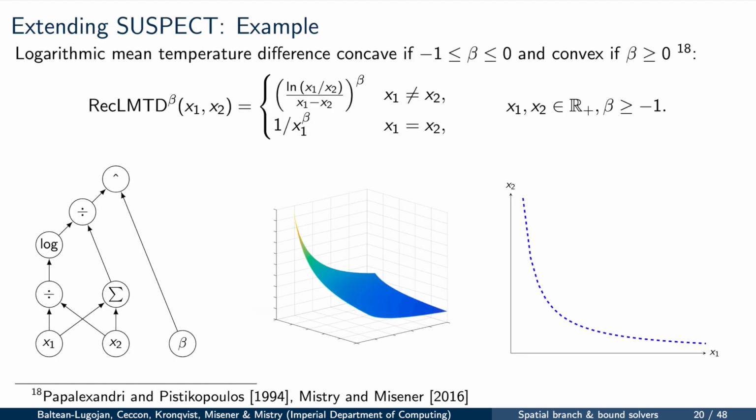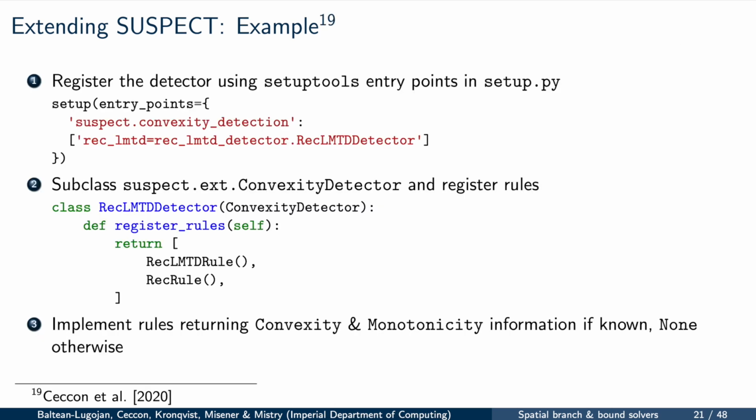And just as an example of Suspect, let's go back to our function that looks difficult, but is actually very straightforward and easy to work with. What we're going to do inside of Suspect is register the detector using setup tools. And then we're going to register the rules for the convexity detector. We're going to implement the rules returning convexity and monotonicity information.